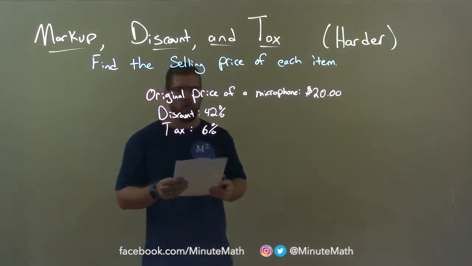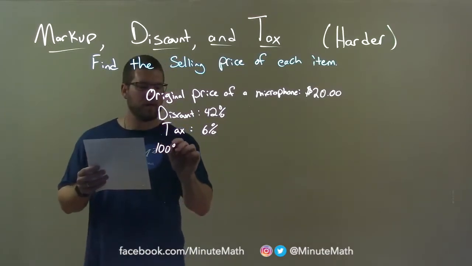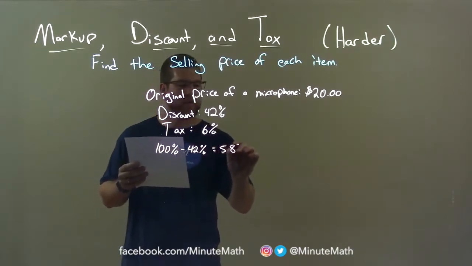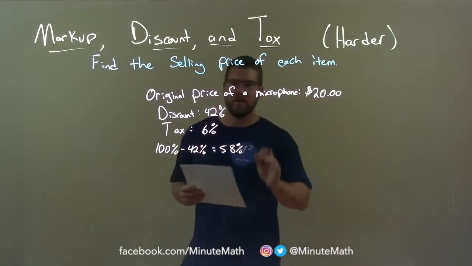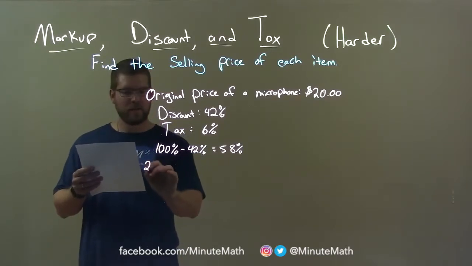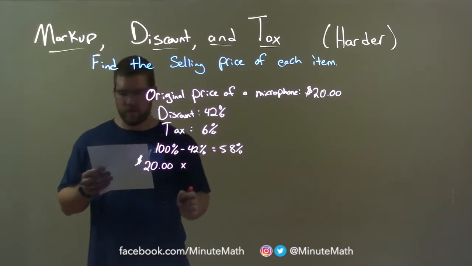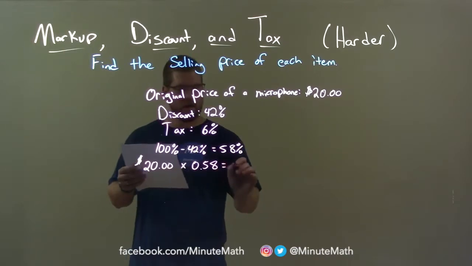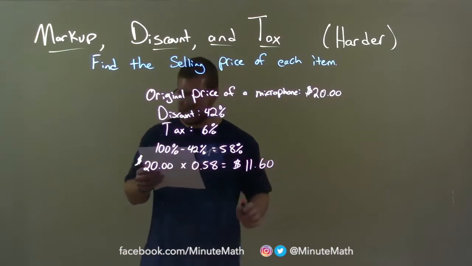Well, first thing we want to do is calculate this discount. 100% minus 42% gives us 58%. That means we pay 58% of the price of the microphone, $20. So we take that $20 and multiply it by the decimal of 58%, which is 0.58. This gives us a price of $11.60.